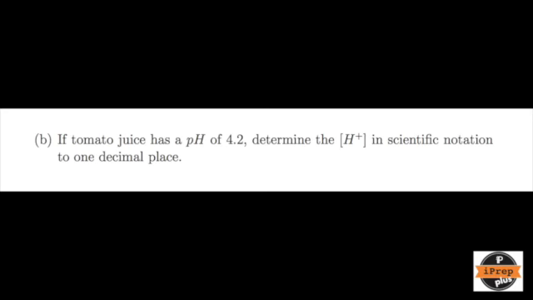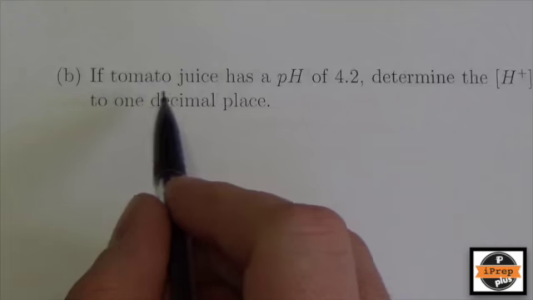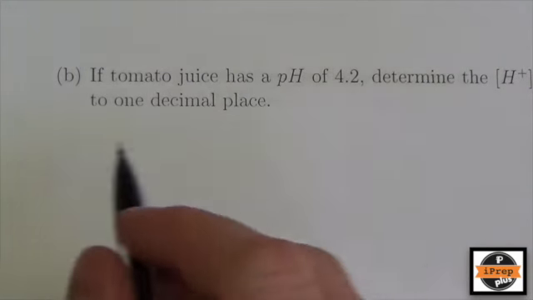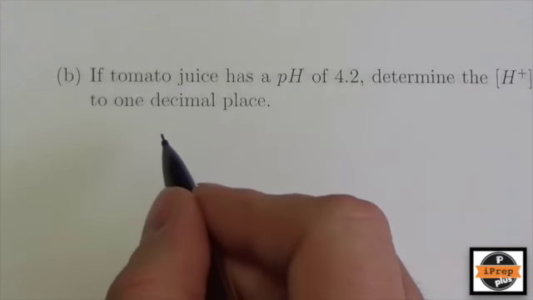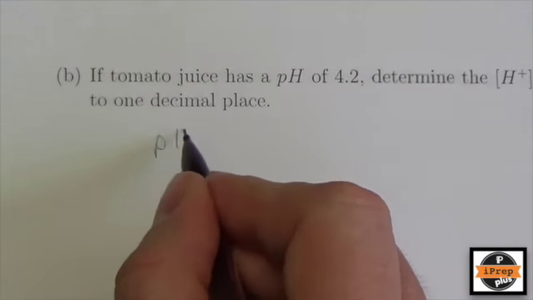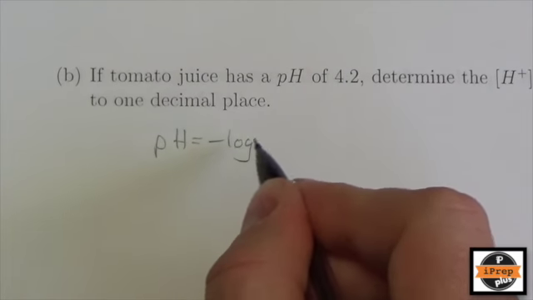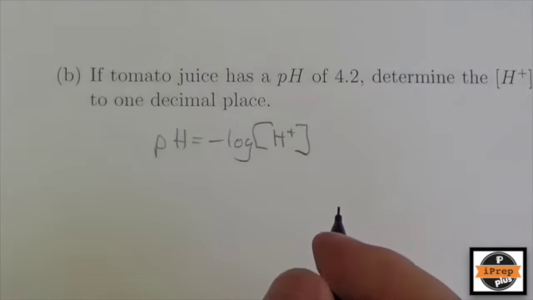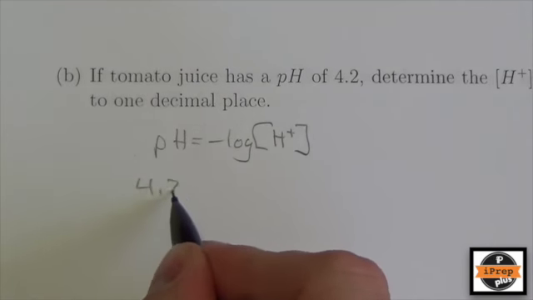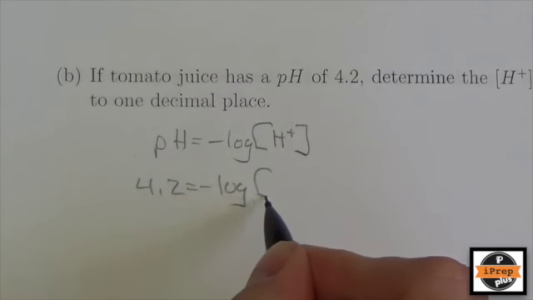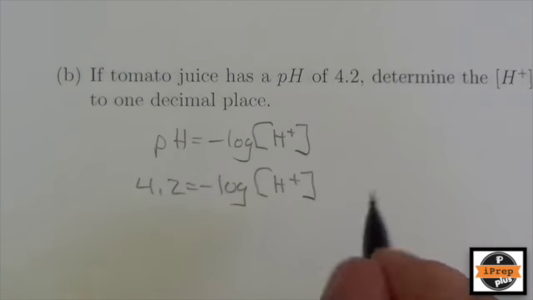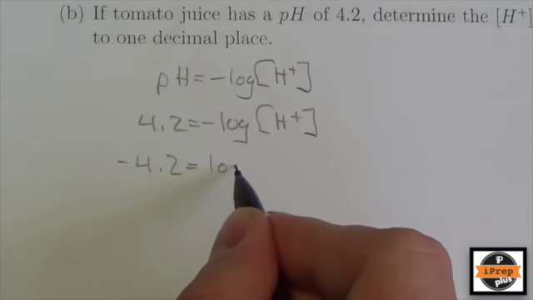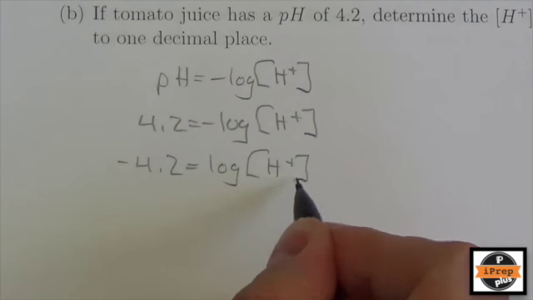Example 3b. If tomato juice has a pH of 4.2, determine the hydrogen ion concentration in scientific notation to 1 decimal place. So the pH is 4.2. Here's our pH formula, negative log of the hydrogen ion concentration. This is what we're trying to get at, so we just have to plug this in. So 4.2 is equal to the negative log of the hydrogen ion concentration. Let's bring that negative over, so negative 4.2 equals the log of the hydrogen ion concentration.